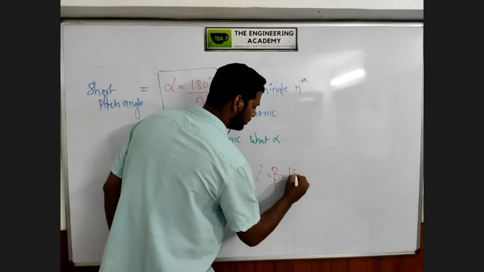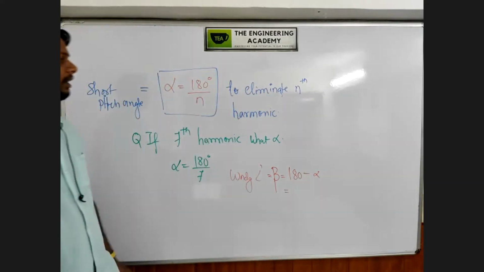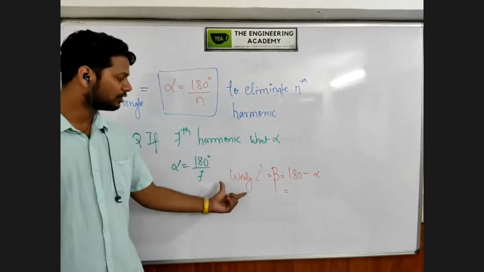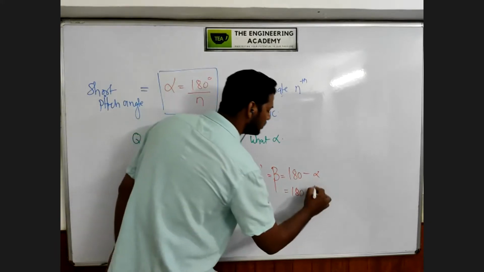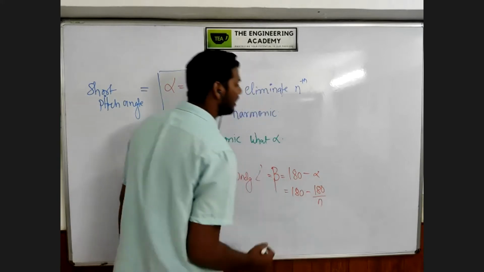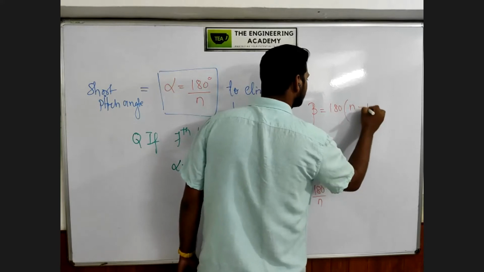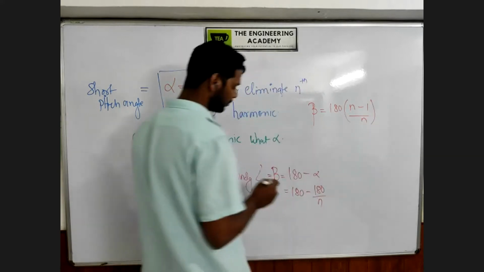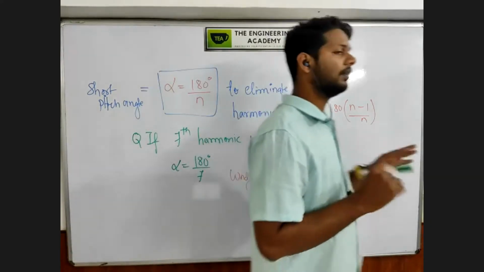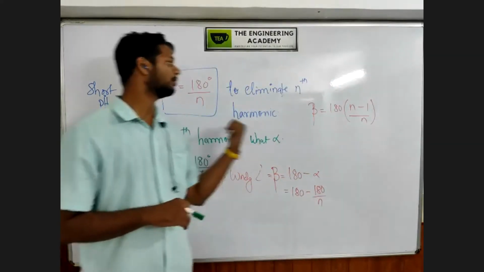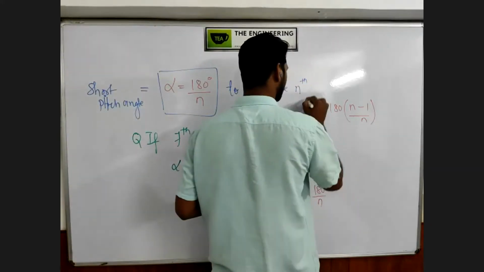See everybody, to eliminate the nth harmonic, the winding angle should be 180 minus alpha. Put the value of alpha, which is 180 divided by n. So at the end, beta is equal to 180 times (n minus 1) divided by n. Very useful, very important formula. If I have to give a question on synchronous machine, I will definitely frame one question on these two formulas.